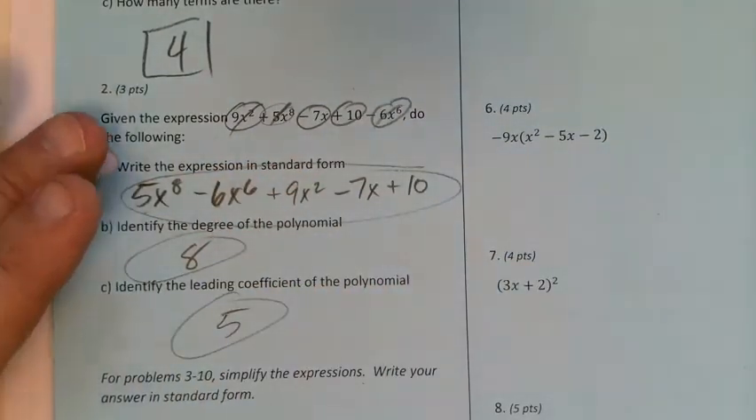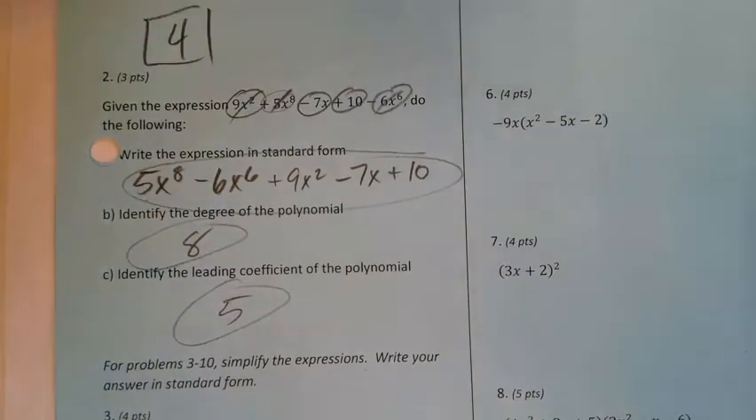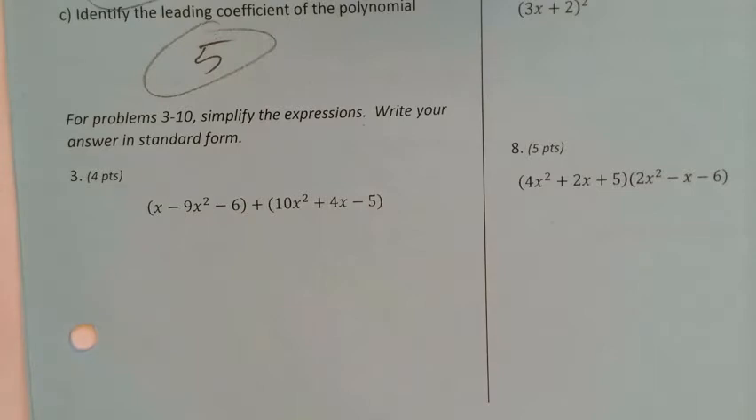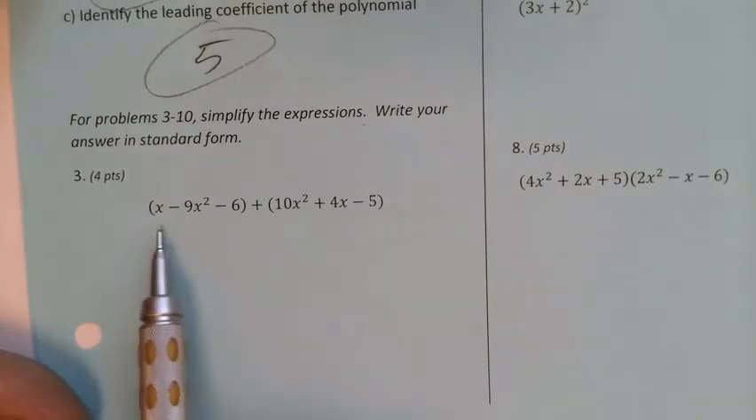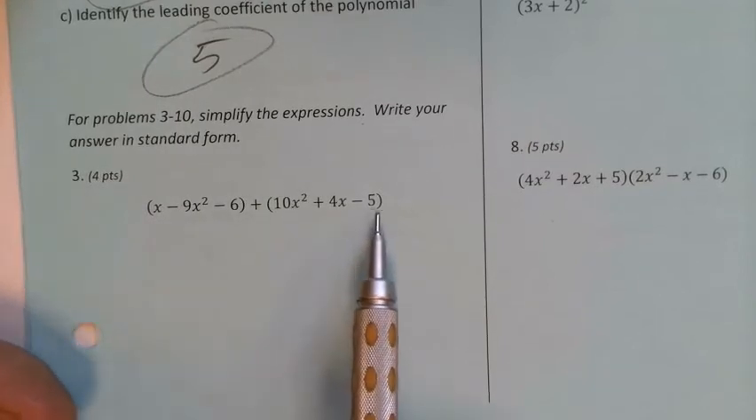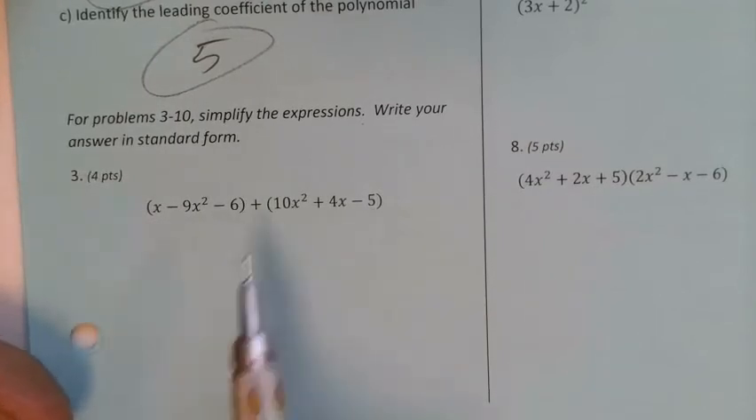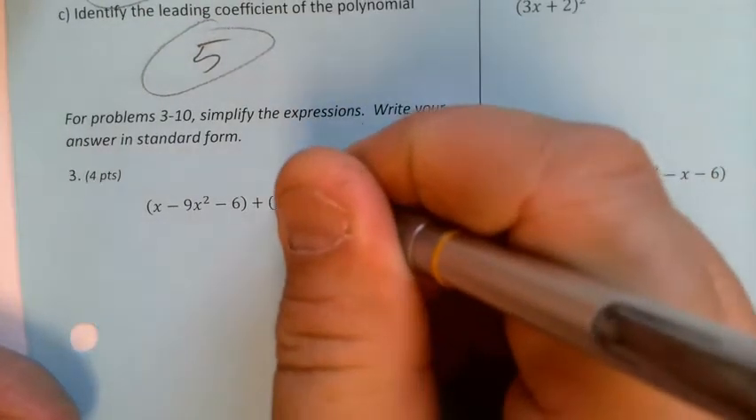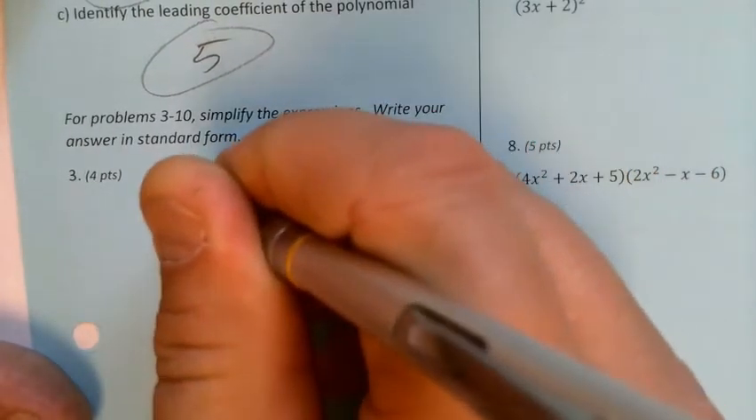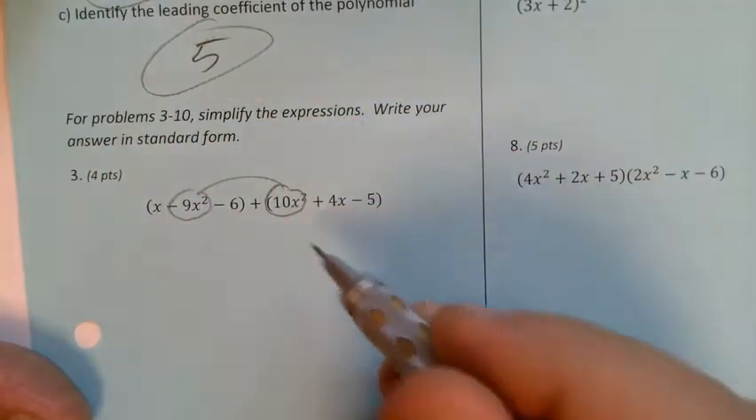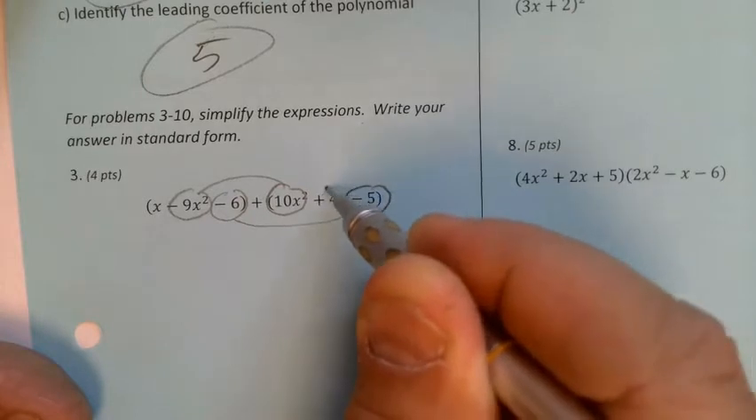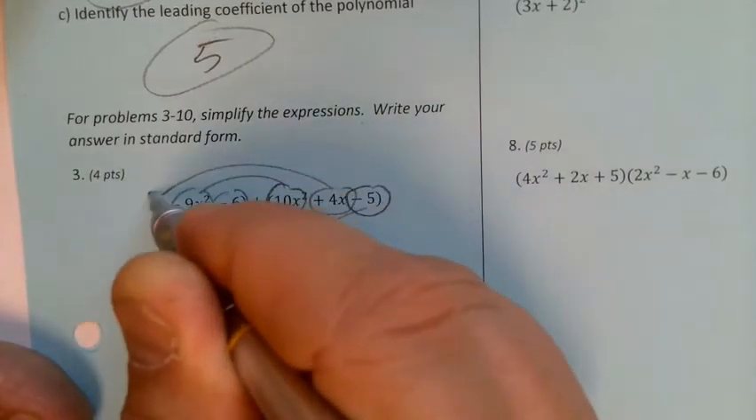For problems 3 to 10, it says simplify the expression and write your answer in standard form. I've got this polynomial plus this polynomial. Because they're added, I don't need to change any signs. All I do is combine like terms. So 10x squared is like the negative 9x squared. This negative 6 is like the negative 5. And this positive 4x is like x.